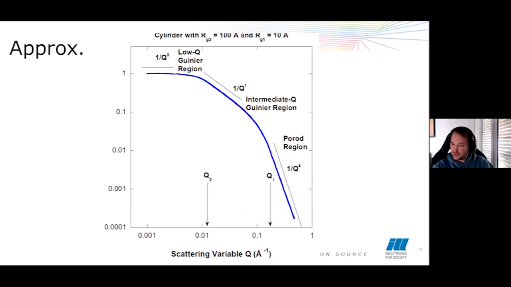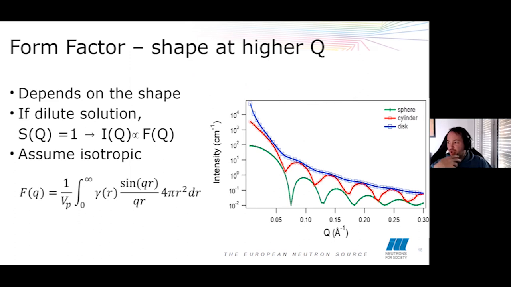The next important part is the form factor, F(Q). It's the shape that we'll get at higher Q. It depends only on the shape of the molecule. If we're in a dilute solution, then S(Q) equals one, and the intensity is proportional to the form factor F(Q). We generally assume isotropy for the simplest models. Then we have our form factor, which is a function of Q and a shape parameter, mostly the gyration radius, which will give the different bumps that we can see. Here is an example of simulated data where we can see a sphere has a kind of flat signal, a cylinder has partly deep points, and a disk has even bigger ones.